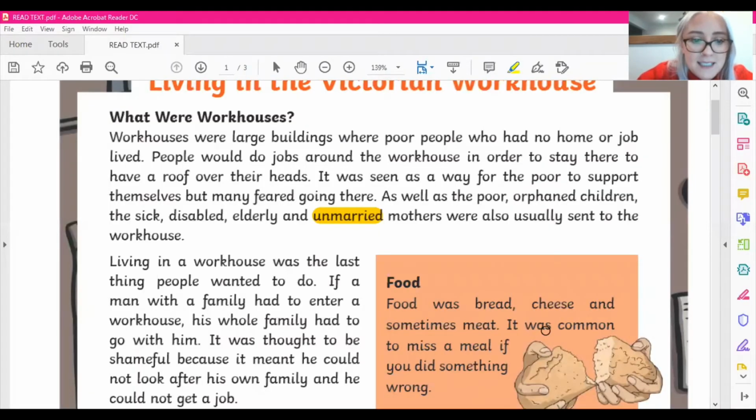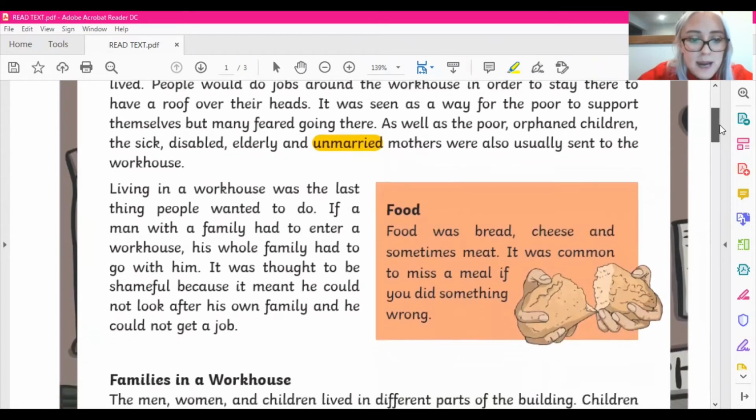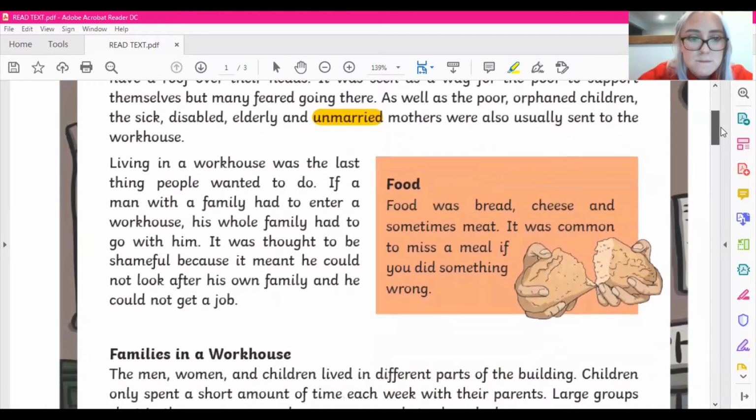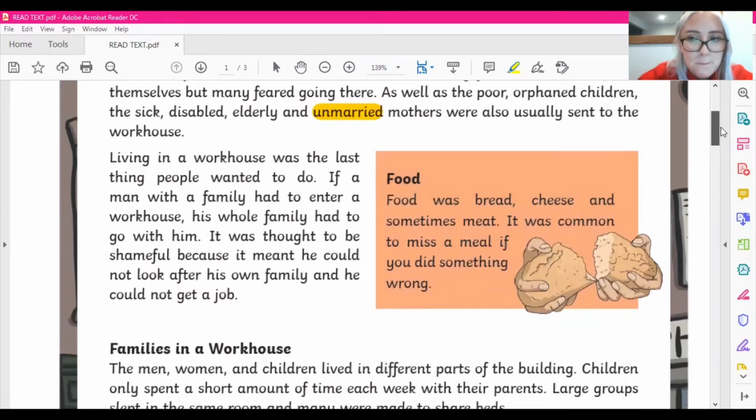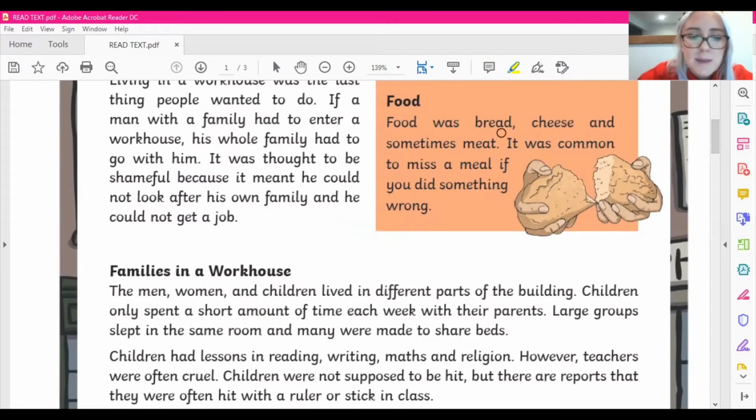So skimming and scanning for the word amount. I'm going to move it down a little bit. Have you found it yet? If you have, then well done. If not, a little bit more time.